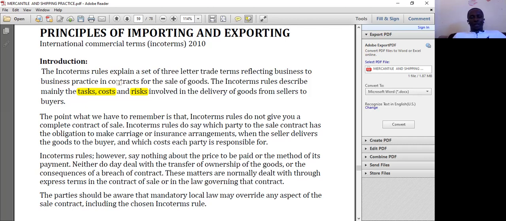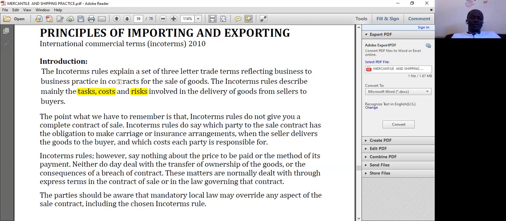So this is involved in the delivery of goods from the sellers to the buyers. What we have to remember is that Incoterm rules do not give you a complete contract of sale. They do say which party to the sale contract has the obligation to make carriage or insurance arrangements when the seller delivers the goods to the buyer, and which cost each party is responsible for. However, they say nothing about the price to be paid. That one they don't cover. Or the methods of payment.